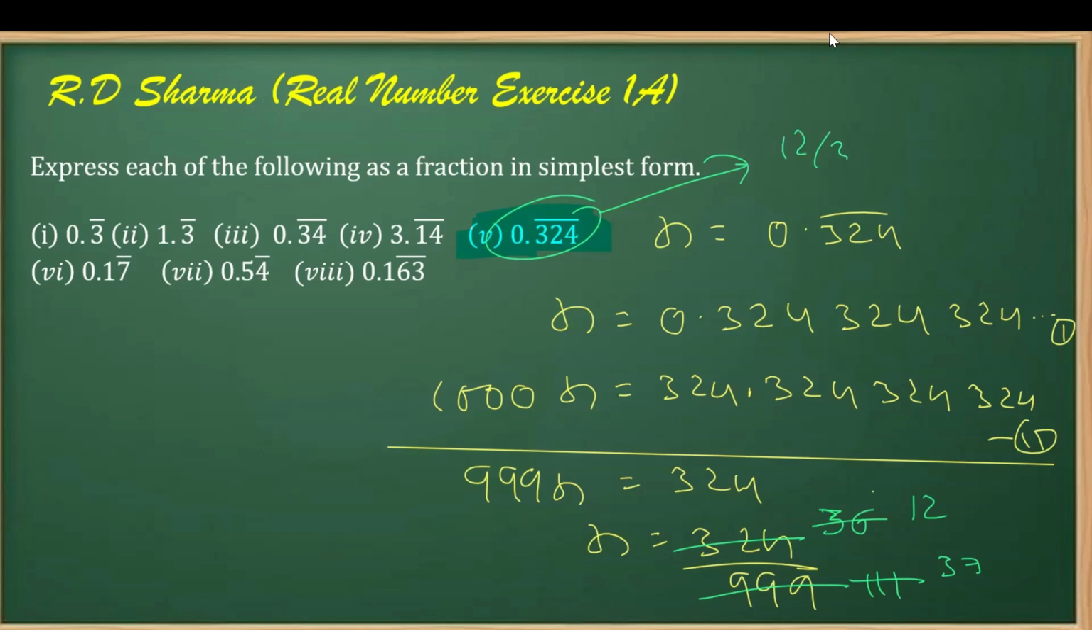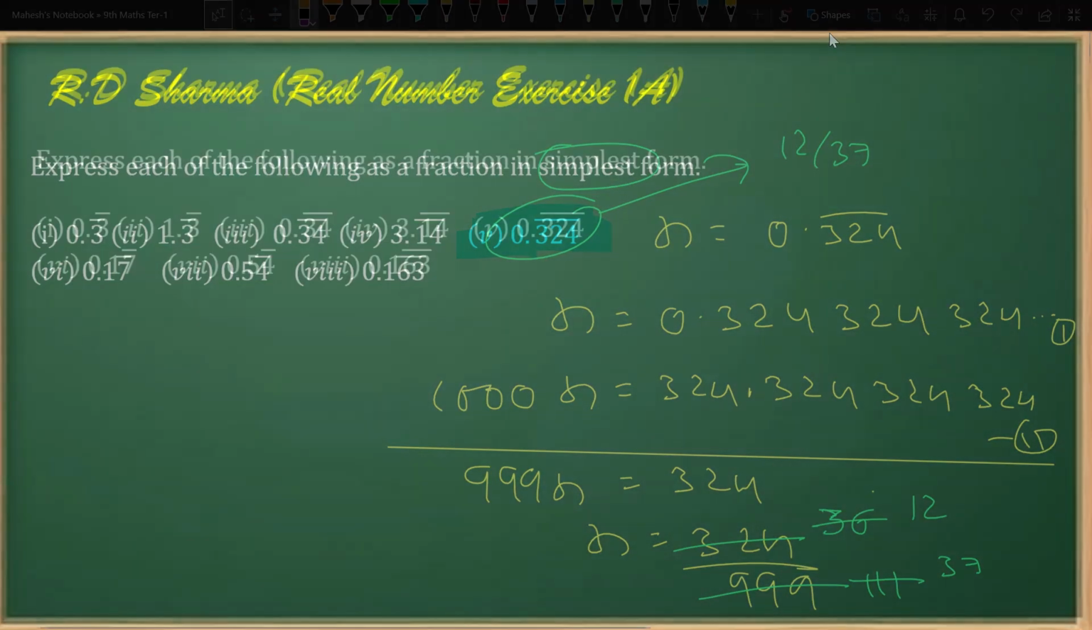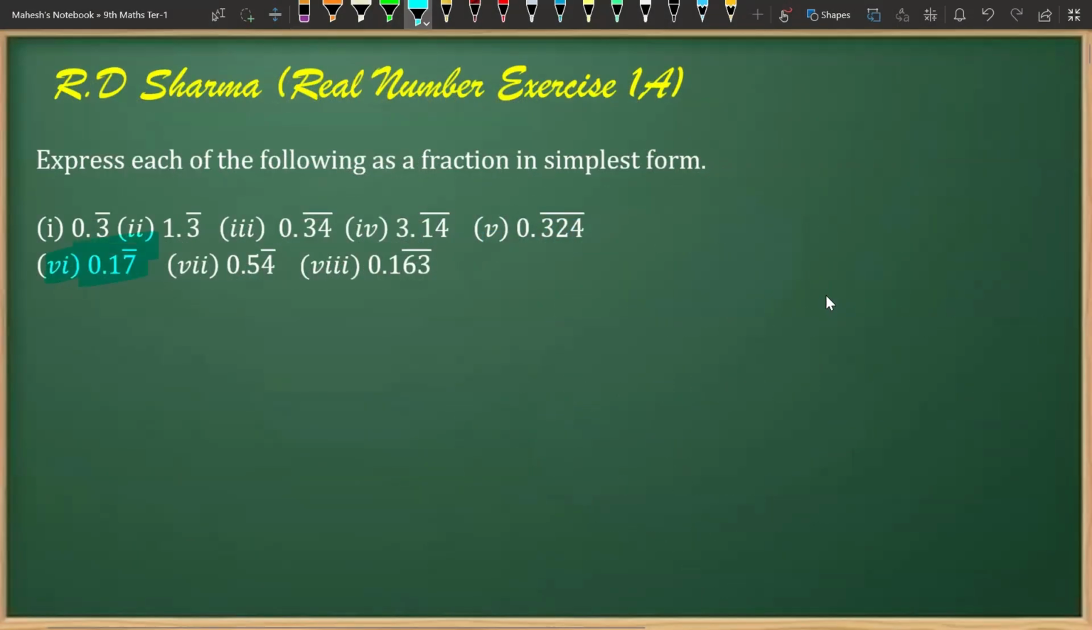12 over 37. As we know, we have to write them in the simplest form. Now, I'm going to do the sixth part. What is the difference between this and the other question?